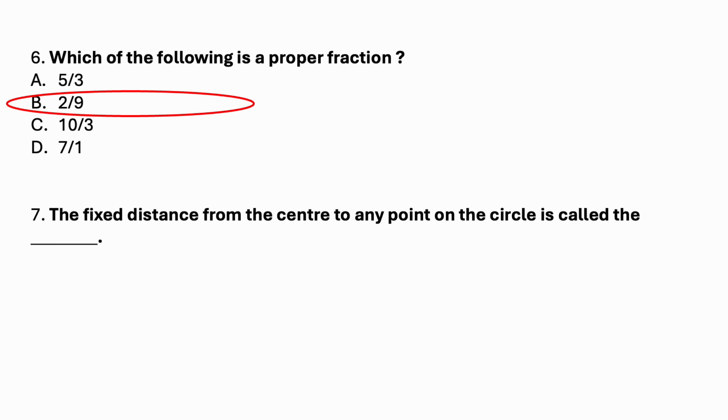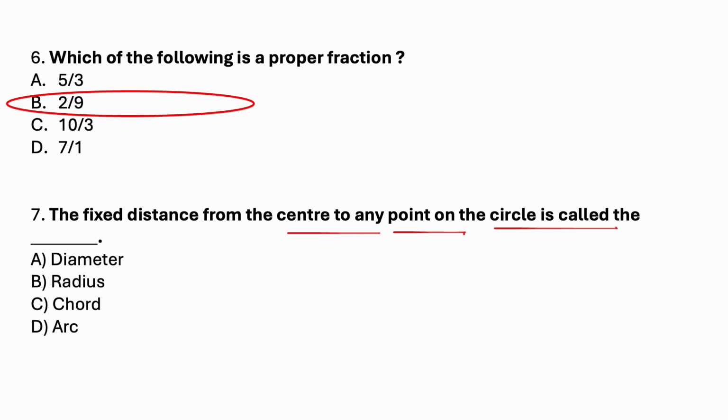Next one, the fixed distance from the center to any point on the circle is called. Options are diameter, radius, chord, arc. Which is the correct answer? Radius. See, if this is a circle, the fixed distance from center, this is a center to any point on the circle is called its radius.